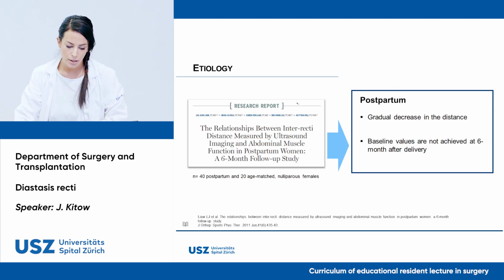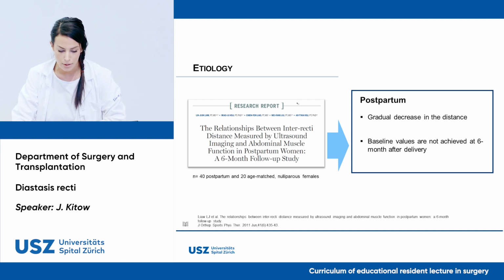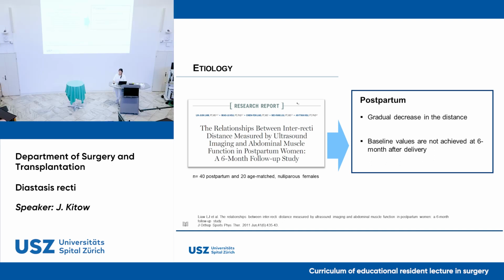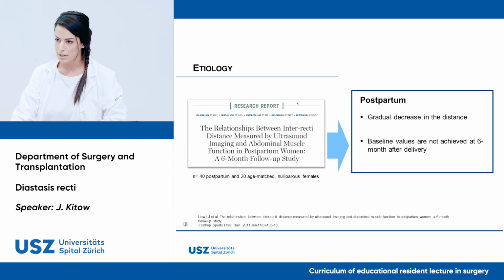The Journal of Orthopaedic and Sports Physical Therapy published an article in 2011 in which the relationship of the interrectus distance as well as the abdominal muscle function in postpartum women was measured. And what they found out was that there's a gradual decrease in the distance after pregnancy, but the baseline values are not established at 6 months after pregnancy.